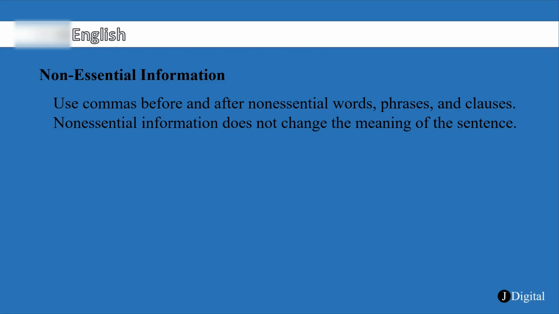Now we're going to talk about non-essential information. You want to use commas before and after non-essential words, phrases, and clauses. Non-essential information does not change the meaning of the sentence. For example, Mary went to the store, the new one on 5th Avenue, to get milk.